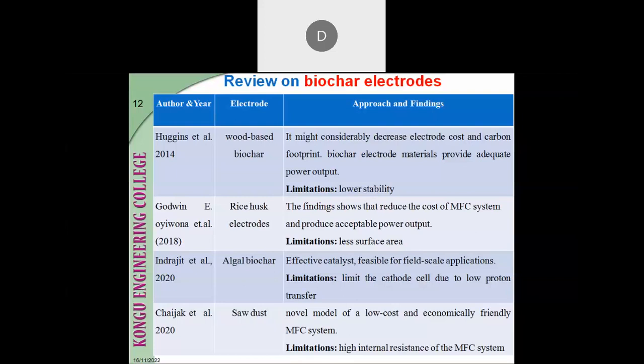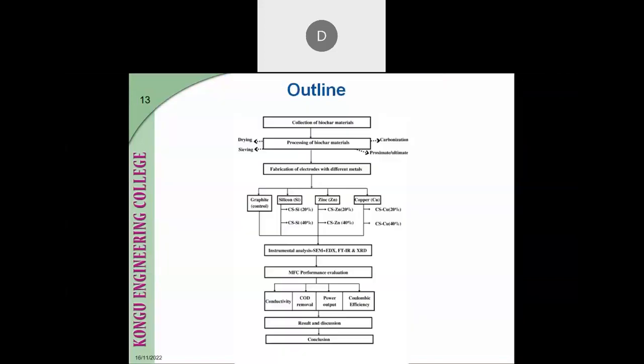Another very important thing is the high internal resistance of the MFC. This is also another important thing we have to make a note of. So these are all the merits and demerits of the electrodes.